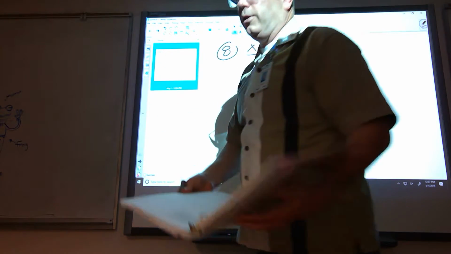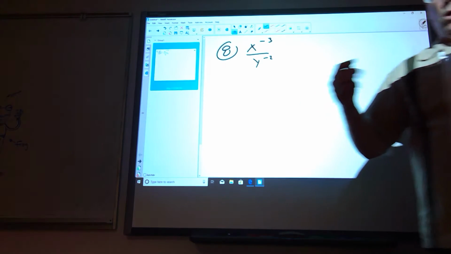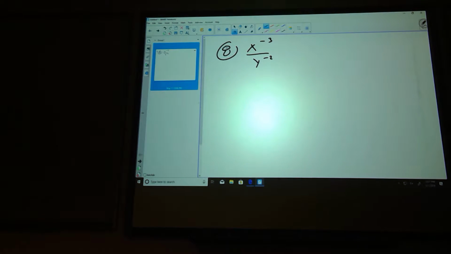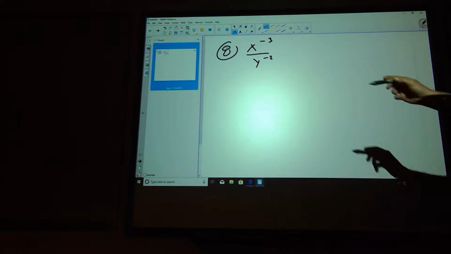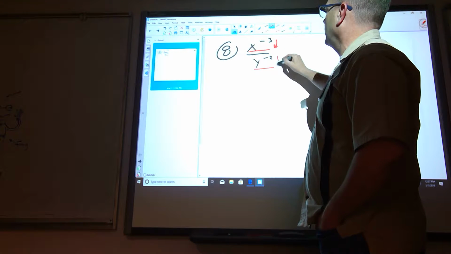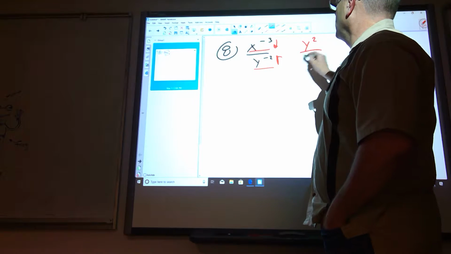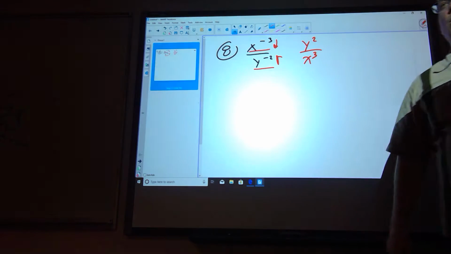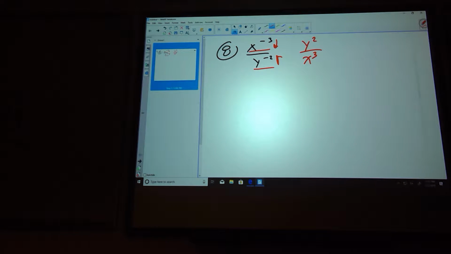Okay, so they both have negative exponents, which means they want to move. Remember, if they're going to move, it's either going to move from the numerator, the top, to the denominator, the bottom, or from the bottom to the top. So this wants to move down, this wants to move up. So I'm going to get y squared over x to the third. And once you move it, you no longer have a negative exponent. It doesn't matter if they're not together. Okay.